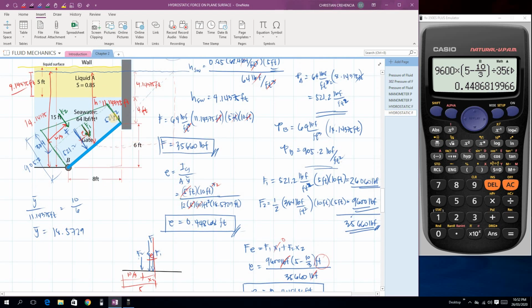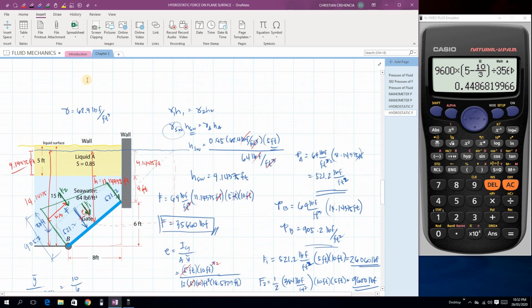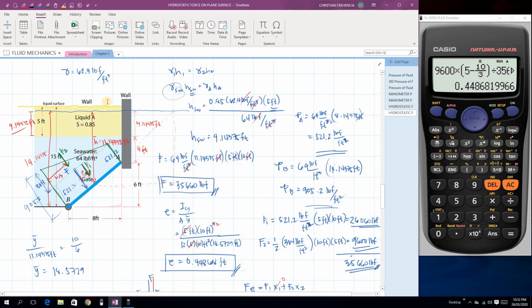So, sabi nga natin, pag malalim, yung distance E natin is lumiliit. So, habang bumababaw yung liquid surface, katulad sa nangyari sa pangalawang example natin, lumalaki yung value ng E. Okay. So, kanina dito yung triangular load F2. Nung sinolve natin siya, makita natin dito na 9,600 pound force na compute natin.